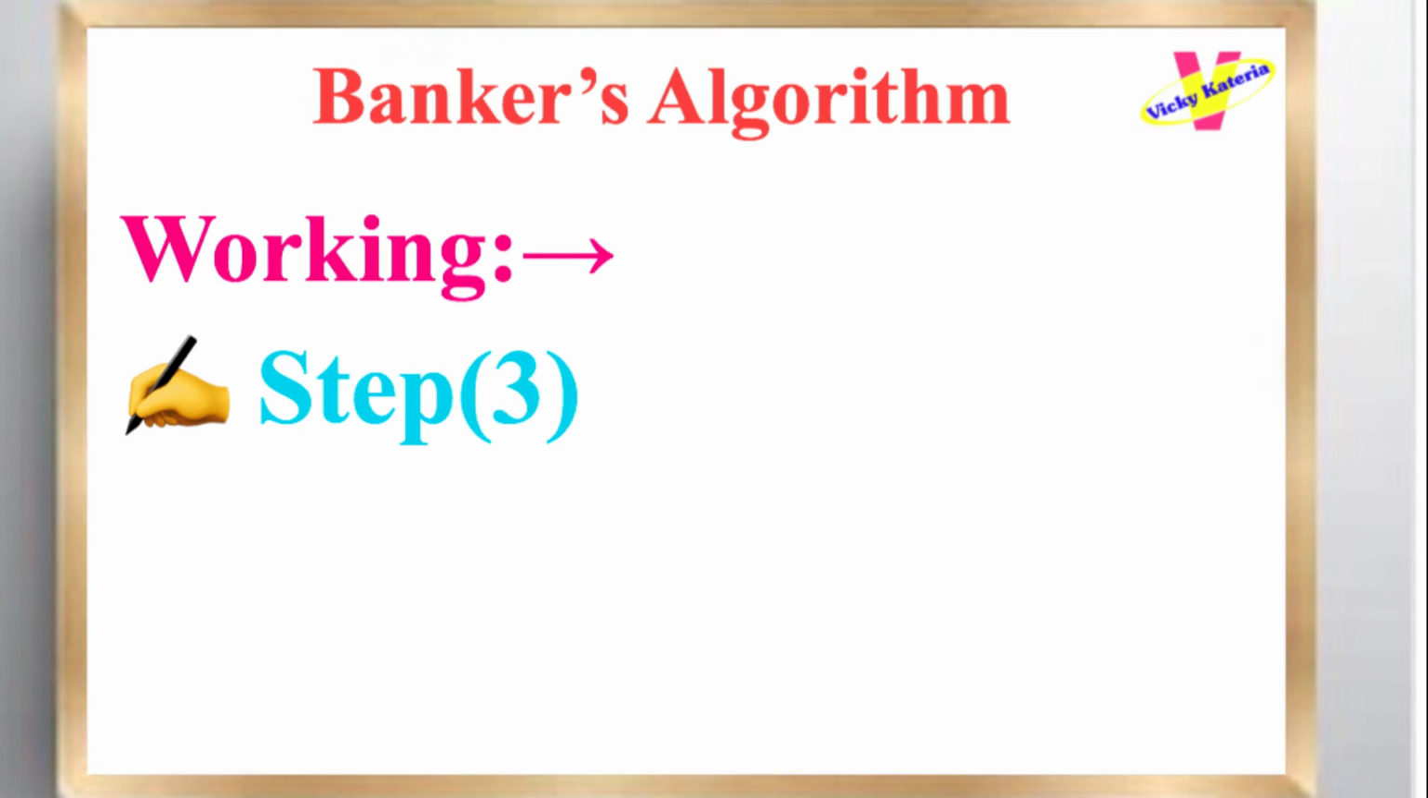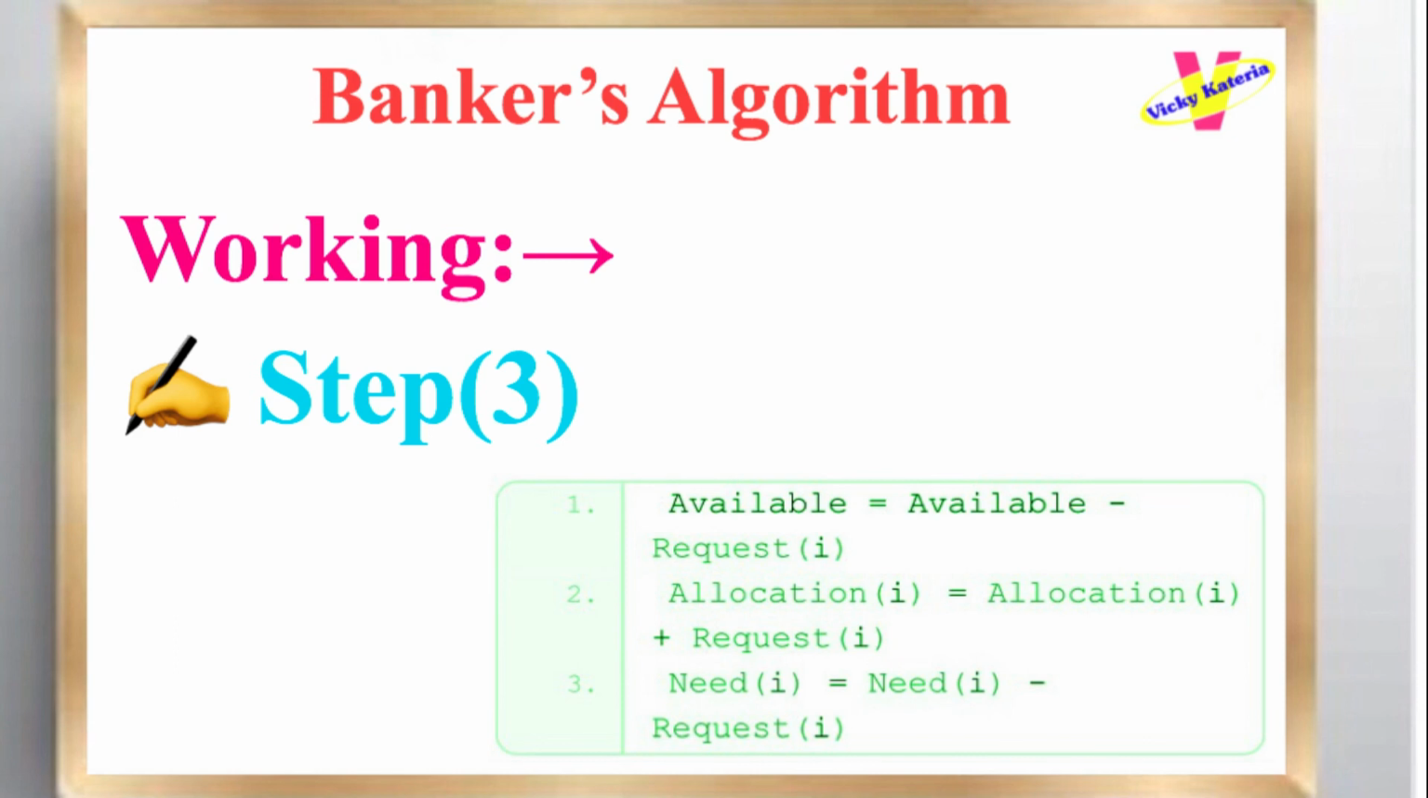Step 3: Banker's algorithm makes an assumption that the requested resources have been allocated to the process. Then, it modifies its data structures accordingly and moves from one state to the other state. Available equals Available minus Request[i]. Allocation[i] equals Allocation[i] plus Request[i]. Need[i] equals Need[i] minus Request[i].